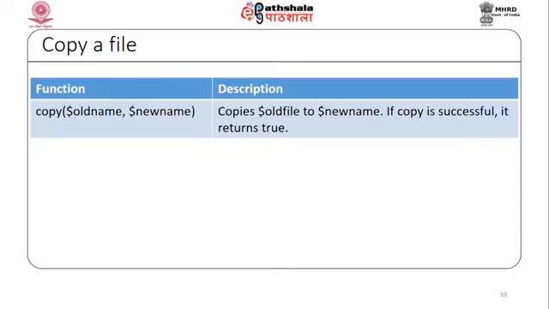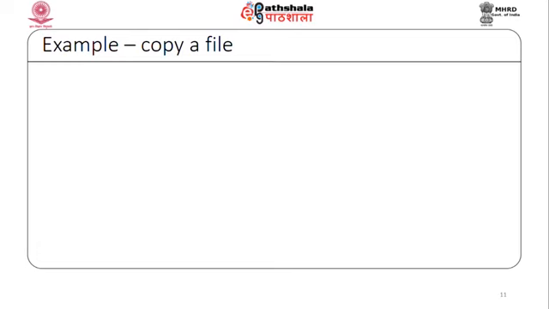We have already taken examples of writing tabular data to a CSV file and reading tabular data from a CSV file. Now, sometimes we may require to copy a file, rename a file, and delete a file. PHP also provides built-in functions for copy, rename and delete. To copy a file, the built-in function is copy, which takes 2 parameters, old name comma new name. It copies the old file to the new name. If the copy is successful, it will return true. Let us take an example of copying a file.